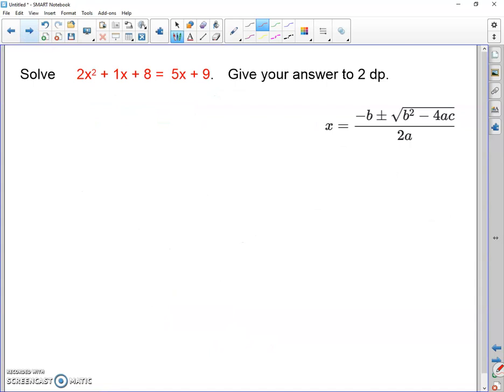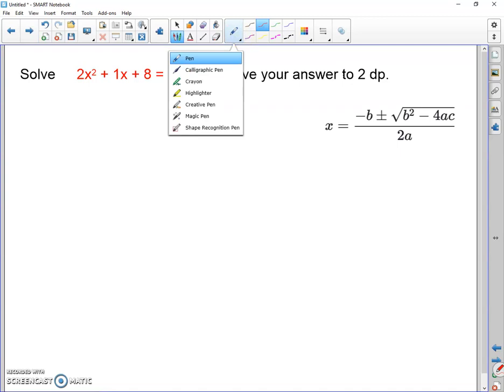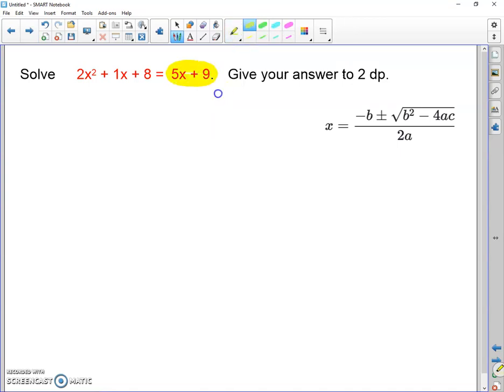Similar type of thing again. On the left we've got a quadratic. We've got 2x squared plus 1x plus 8. And on the right we've got 5x plus 9. And again, it's this stuff on the right that's causing us the problem. Remember that that needs to be 0 before we can use the quadratic formula. So how do we do that?